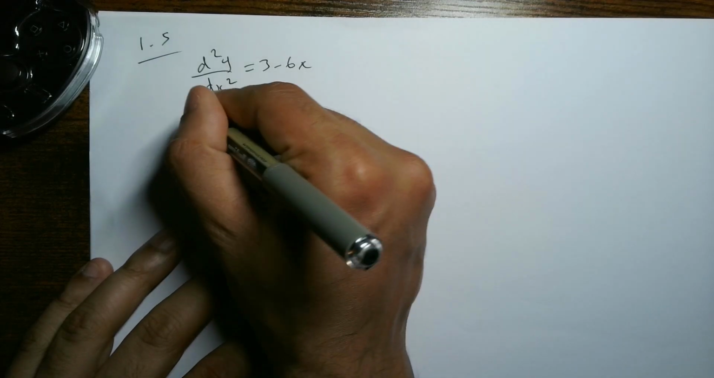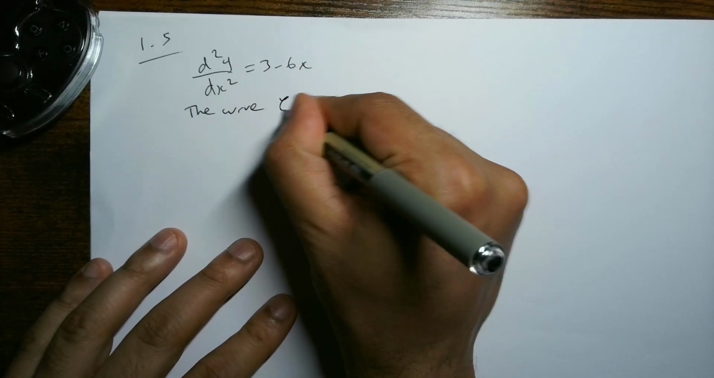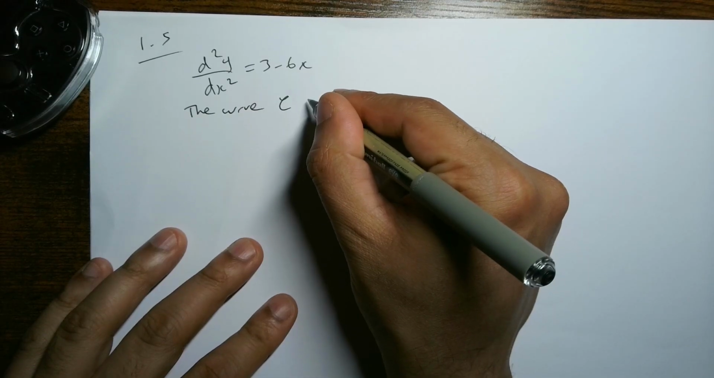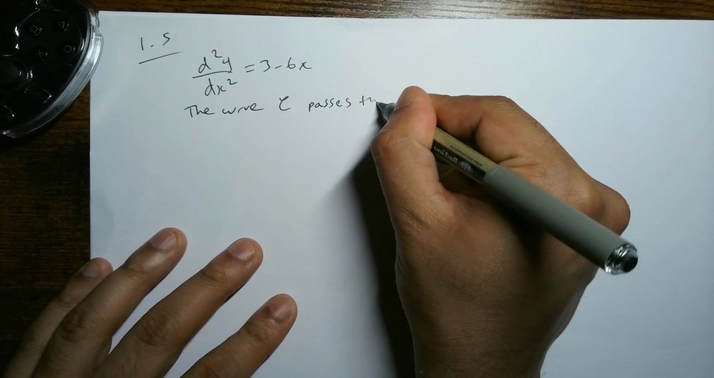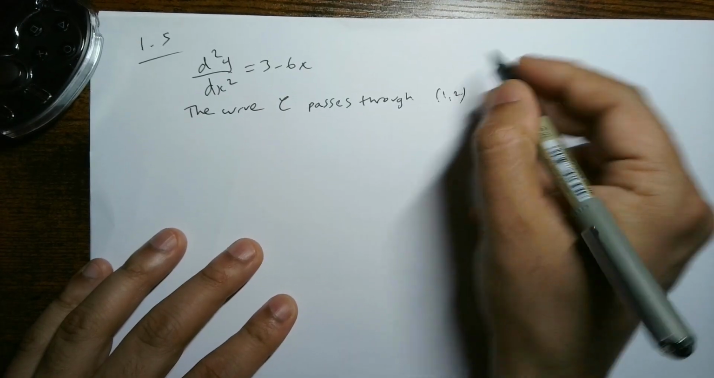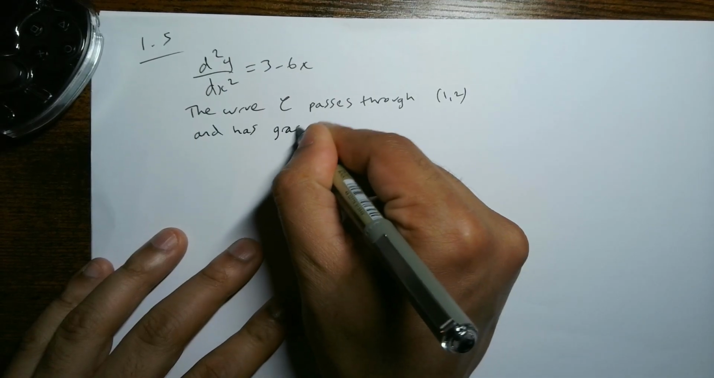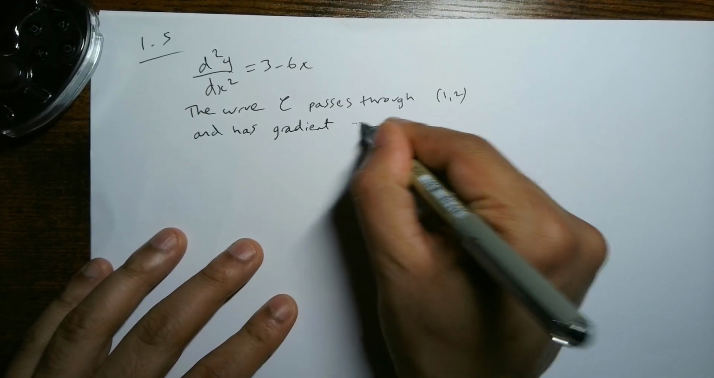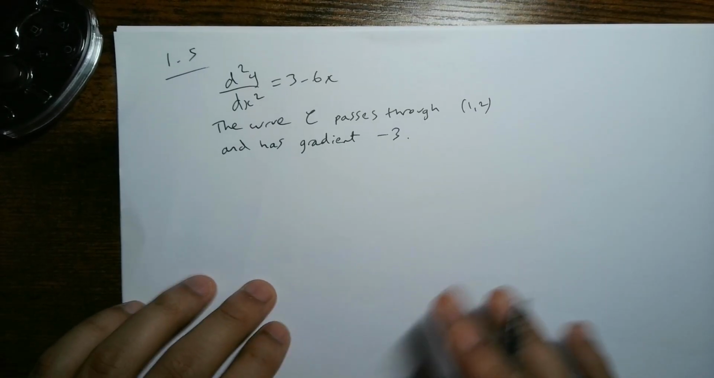Okay, so let me just write that down. The curve C passes through (1, 2) and has gradient negative 3. Find the equation of C. Okay, so there's a lot going on here, isn't there?